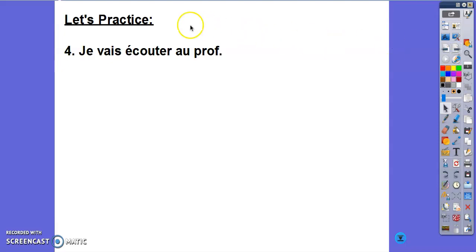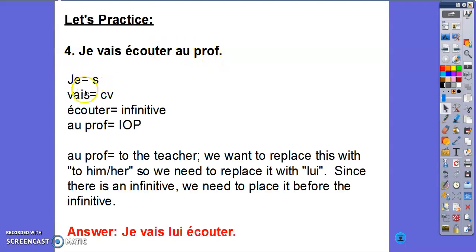All right, let's try one last one. Je vais écouter au prof. Je is our subject, vais is our conjugated verb, écouter is an infinitive, and au prof is our indirect object. Au prof means to the teacher, which we want to replace with to him or her, so we must use lui. Since there is an infinitive, we need to place it before the infinitive. So our final answer is je vais lui écouter.